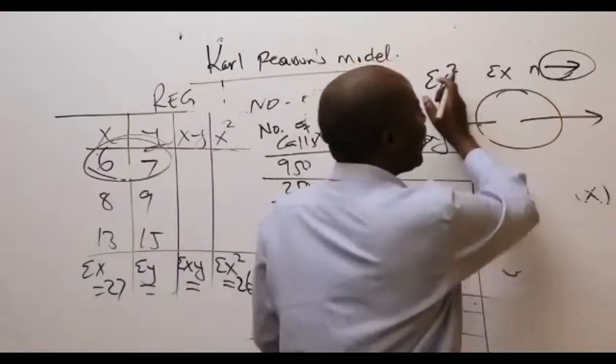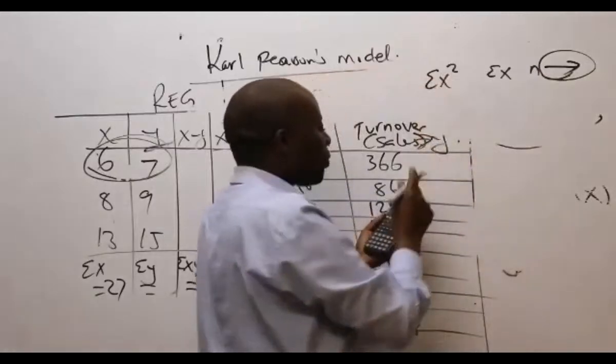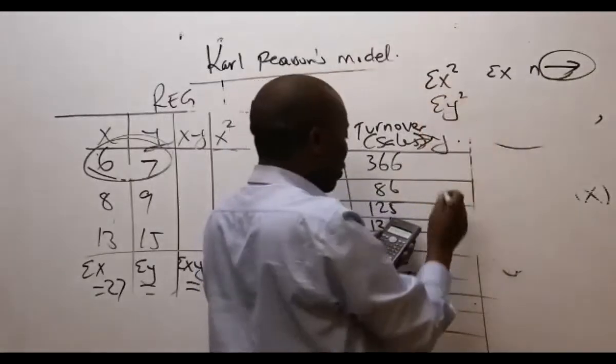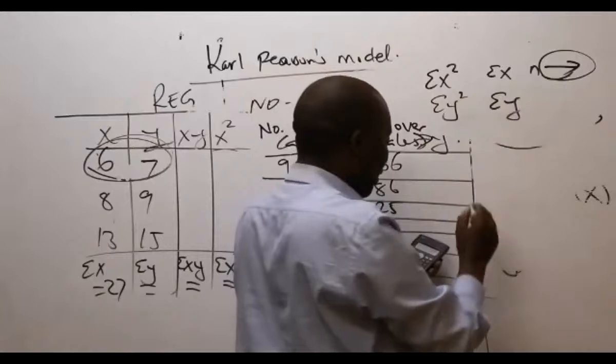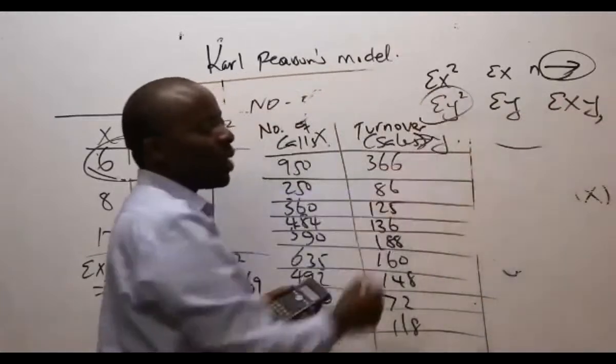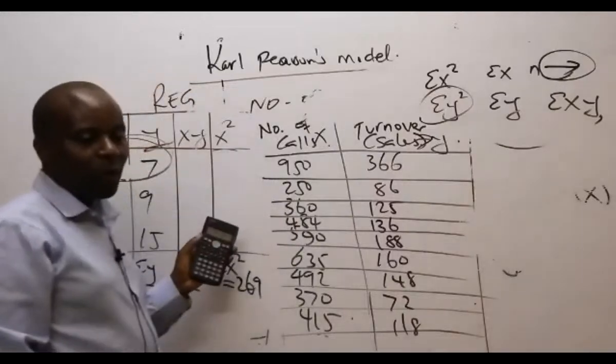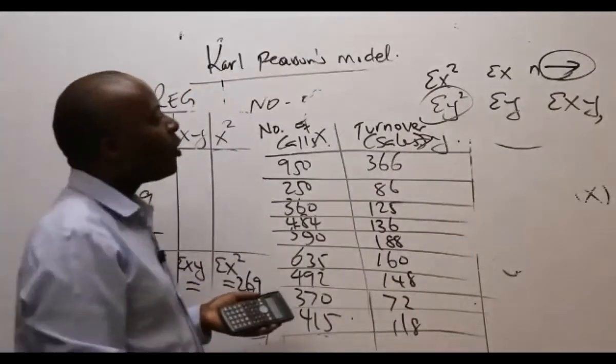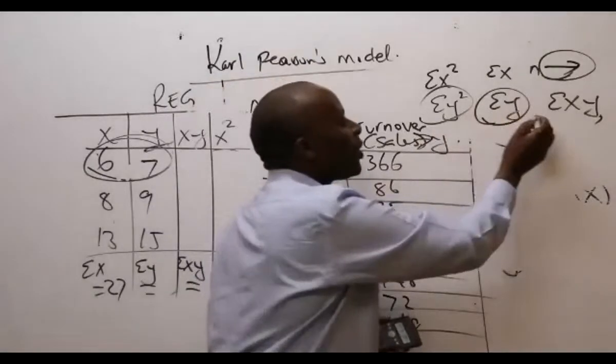When it changes like that, what are you able to see? You are able to see summation of y squared, summation of y, and summation of xy. I don't want summation of y squared for regression. For regression, I'll be interested in this and this.